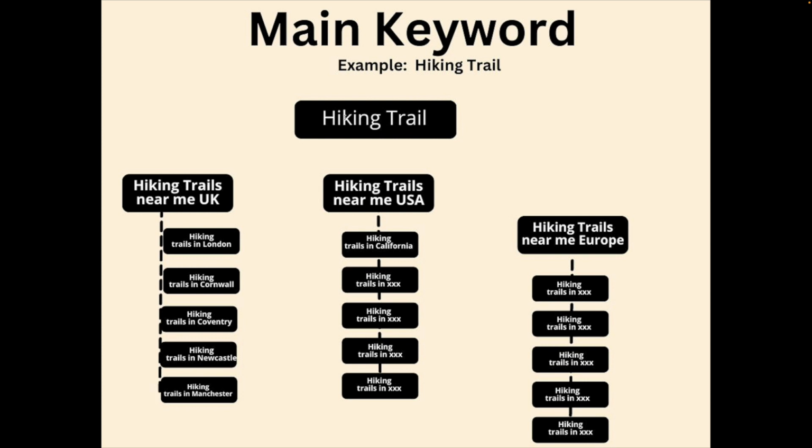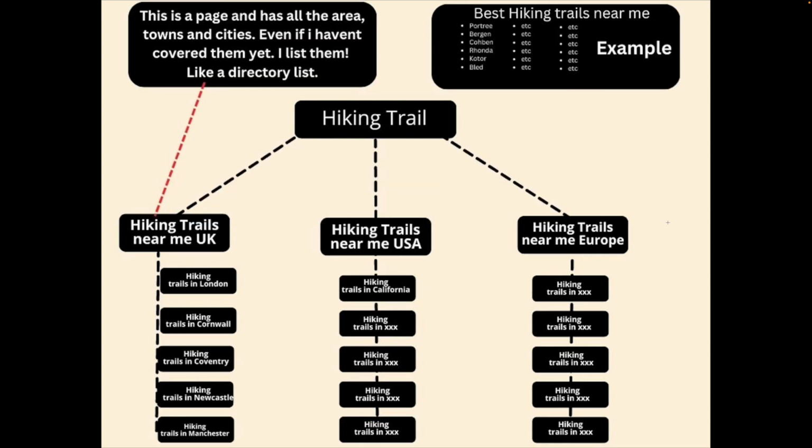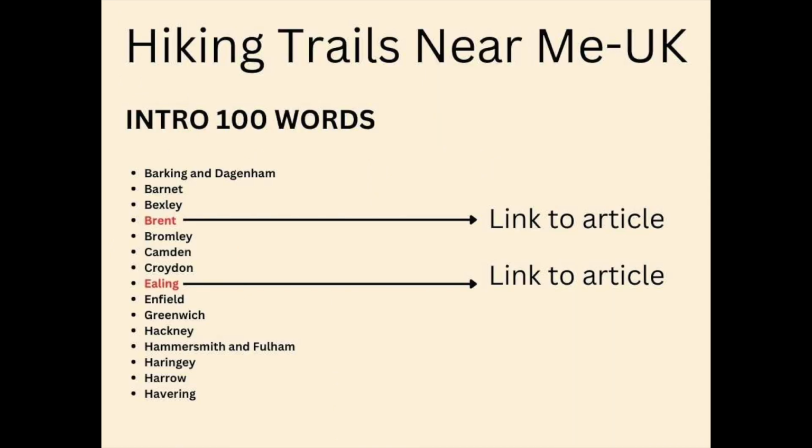Now if we go to the second slide, this is where we start to build the actual structure of the silo on your website. So this row here is your second keyword. So this would be hiking trails near me. Now you can see that I've written, this is a page and it has all the areas, cities and towns listed on it. It's kind of like a directory. So even if you haven't got a piece of content about that hiking trail in a specific area, I still add it to the list.